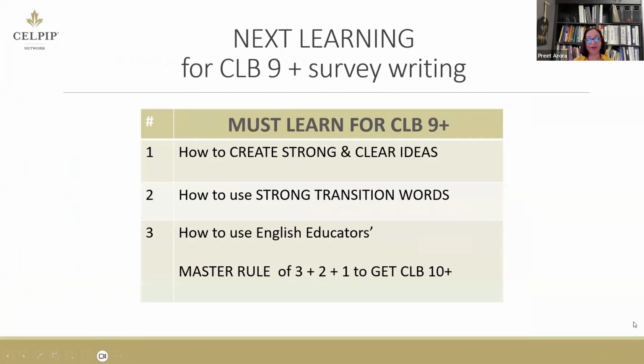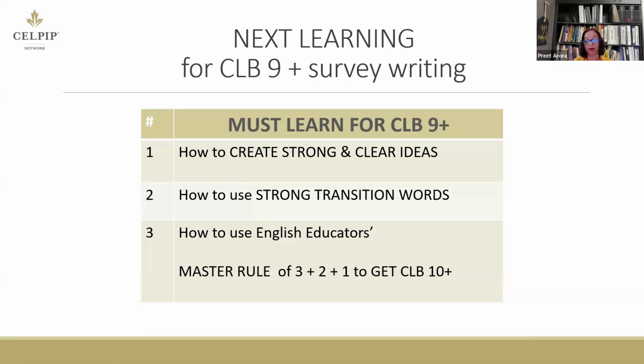So what is your next learning for CLB 9 plus for survey writing? First is how to create very strong and clear ideas. So when I'll be teaching you, I'll be asking you to create ideas, and then we will sort out which are the weaker ideas and which are the stronger ideas. And then we will also learn strong use of transition words and cohesive devices, as they are technically called, where the examiner is looking for the appropriate use of those devices so that your whole written survey is a cohesive piece of writing. And how to use English idioms, that's also your next step.